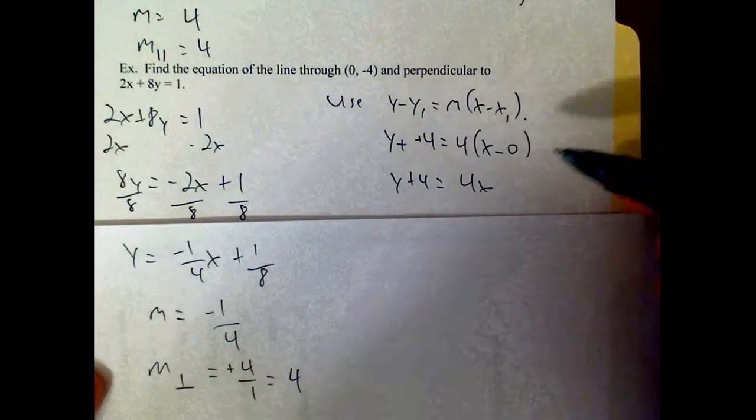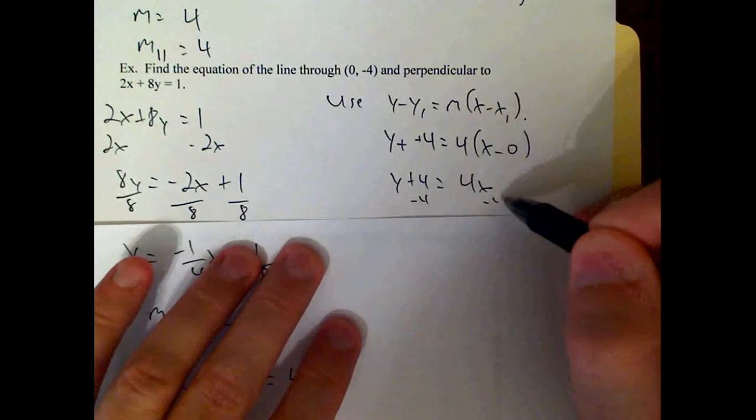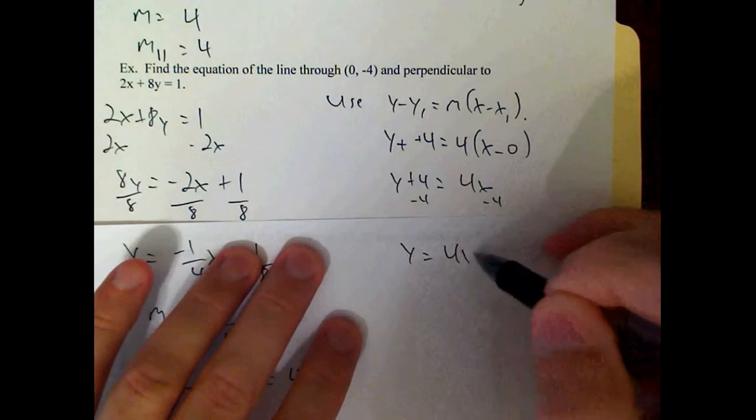I don't need that then. The last step is to isolate the y by subtracting the 4. We have y equals 4x minus 4.